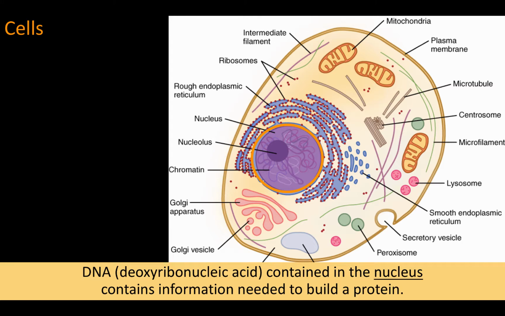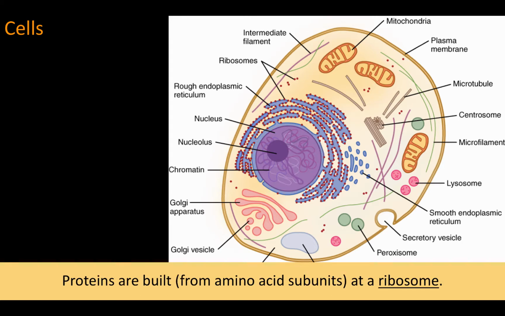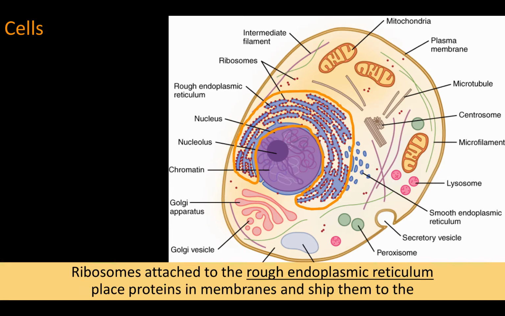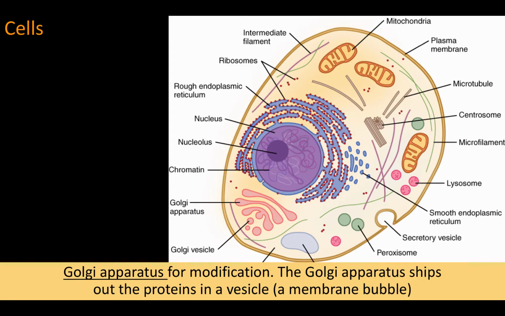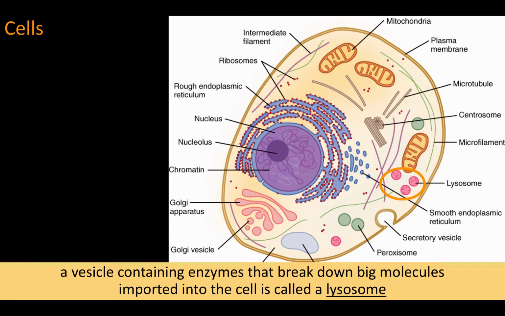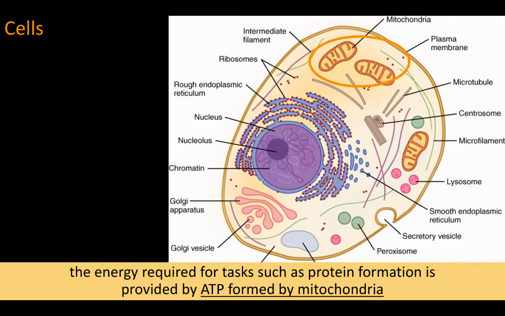DNA, deoxyribonucleic acid, contained in the nucleus, contains information needed to build a protein. Proteins are built from amino acid subunits at a ribosome. Ribosomes attached to the rough endoplasmic reticulum place proteins in membranes and ship them to the Golgi apparatus for modification. The Golgi apparatus ships out the proteins in a vesicle, a membrane bubble. A vesicle containing enzymes that break down big molecules imported into the cell is called a lysosome. The energy required for such tasks as protein formation is provided by ATP formed by mitochondria.